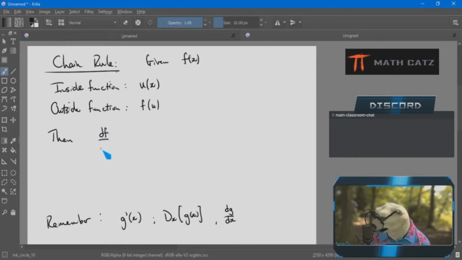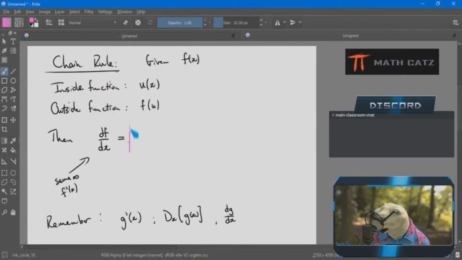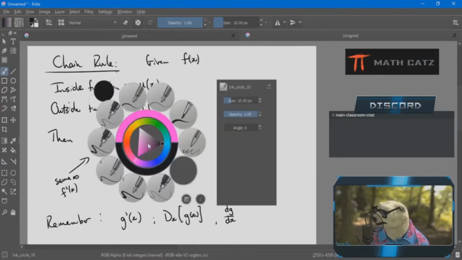My original function's name is f. My original variable is x. That's what I'm looking to find. This is the same as f prime of x. Exact same. I'm using the little d notation because when I look at this big picture, it's going to help me set this up. The chain rule says I'm going to have two parts. Let's do it with colors. Let's use some colors. I'm going to have a pink part, and I'm going to multiply that.